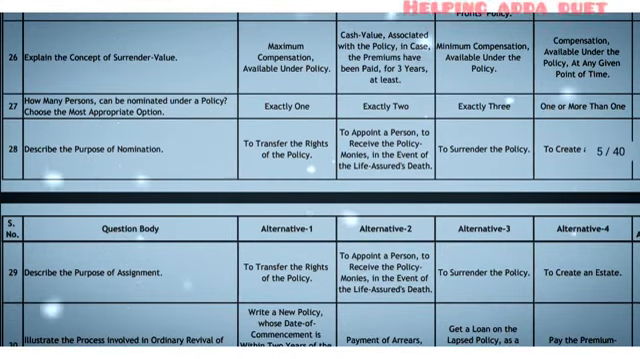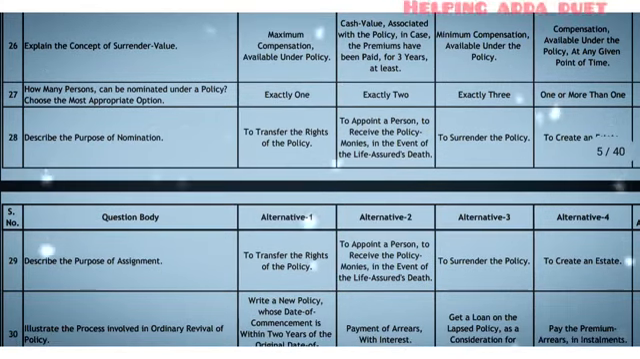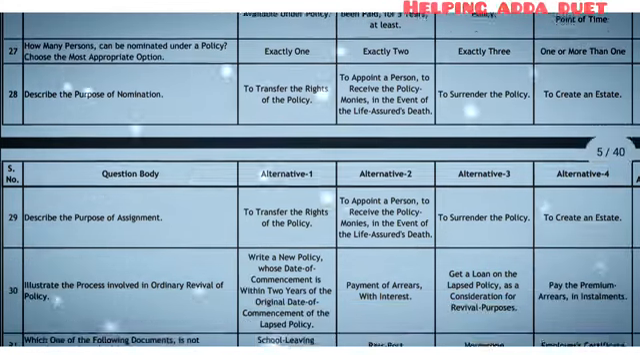Question number 27. How many persons can be nominated under a policy? So the answer is one or more than one person can be nominated under a policy. So the answer is option number 4. Question number 28. Describe the purpose of nomination. So the purpose of nomination is to appoint a person to receive the policy monies in the event of the life assured's death. So the answer is option number 2.